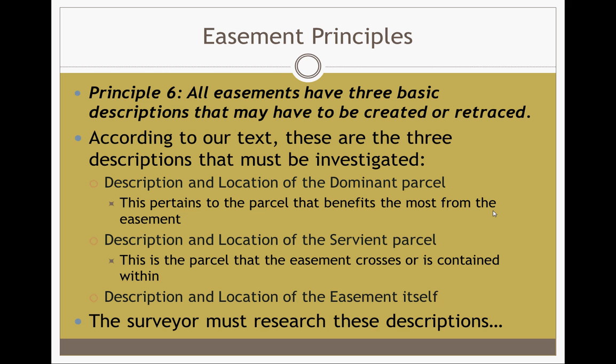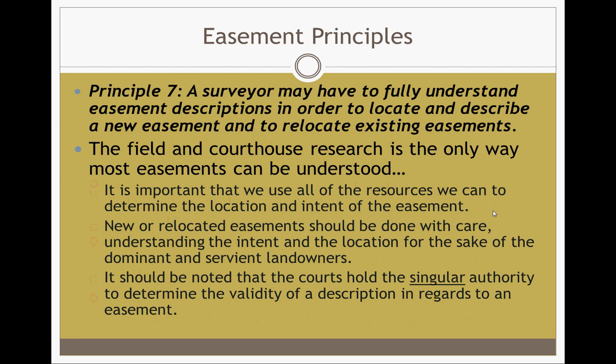Now, you as a surveyor, when you're working on an easement, you must research all 3 of these things. It's not just one thing, it's all 3. Because all 3 have something to do with the easement. And really, when we get down to it and start reading, all 3 may have something different on them. Principle 7, a surveyor may have to fully understand an easement description, in order to locate and describe a new easement and to relocate existing easements.